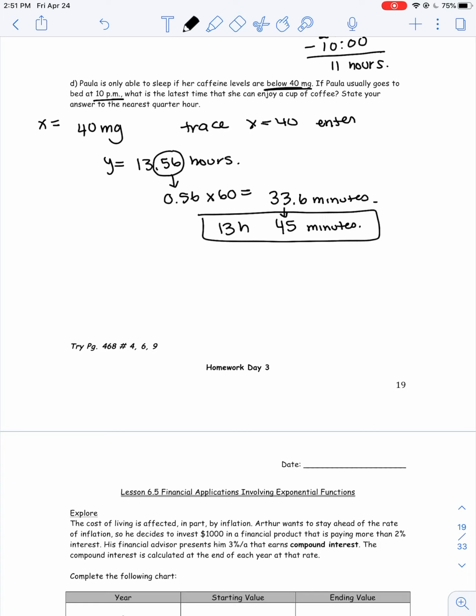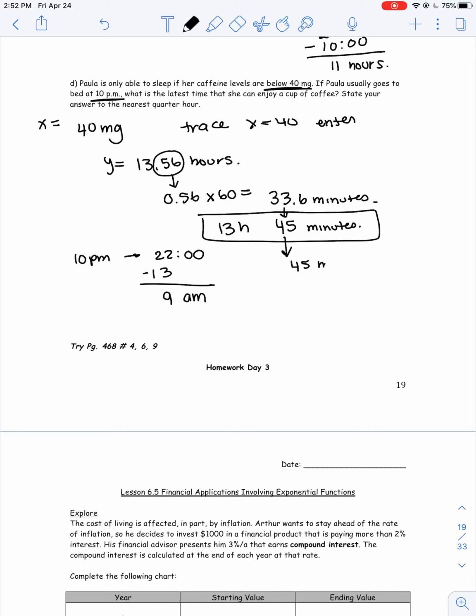Now our job is to figure out what time it will be before 10 p.m. So if we're 13 hours and 45 minutes before 10 p.m., what time is it really? We're going to convert 10 p.m. to the 24-hour clock, so that becomes 22 o'clock. Now we're going to subtract 13 hours. So 22 minus 13 gives us that so far we're at 9 a.m.